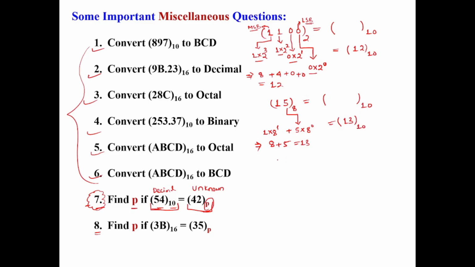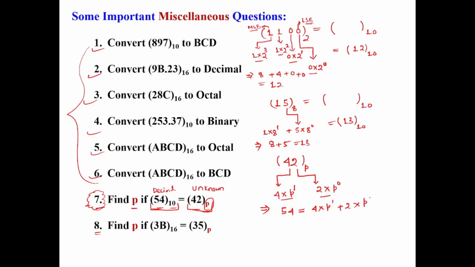Now suppose we have an unknown number system. Suppose here 42, I am going to consider 42 in base p. If I try to convert this number system to decimal, what do I have to do? I have to multiply the least significant digit 2 by p to the power 0. Then 4 will be multiplied with p to the power 1. That's it. Okay. So here in this question, the decimal number given is 54, and if I convert this 42 to decimal, then the value will be 4 into p to the power 1 plus 2. These values will be added up.